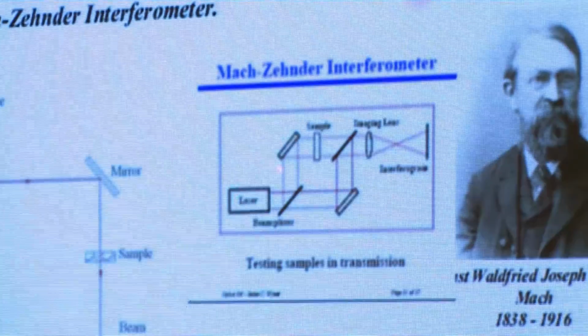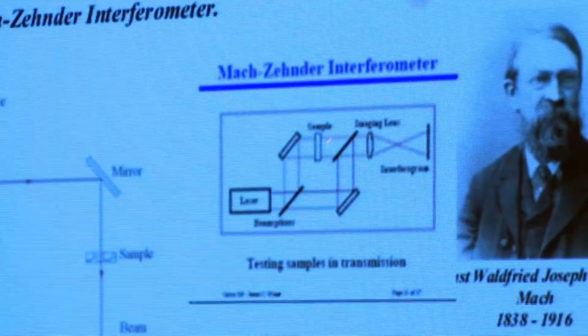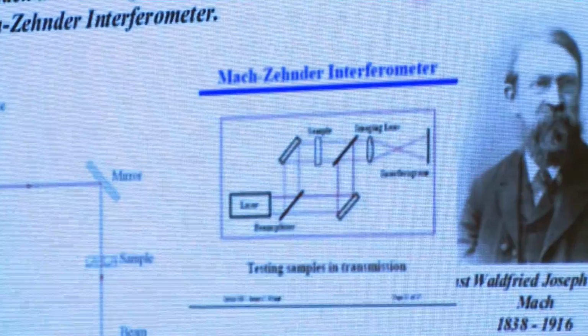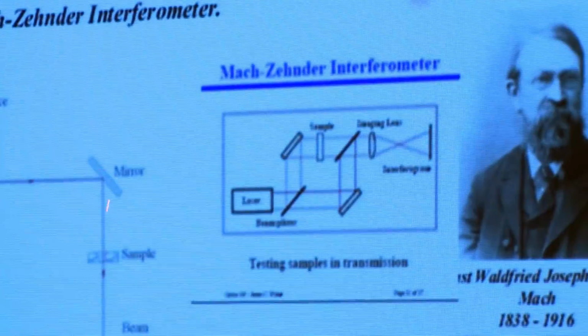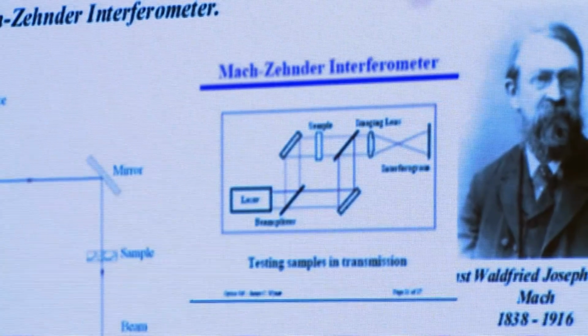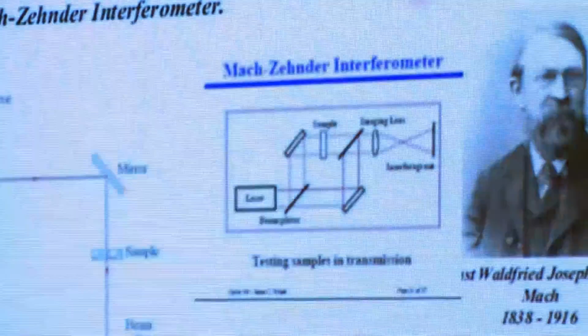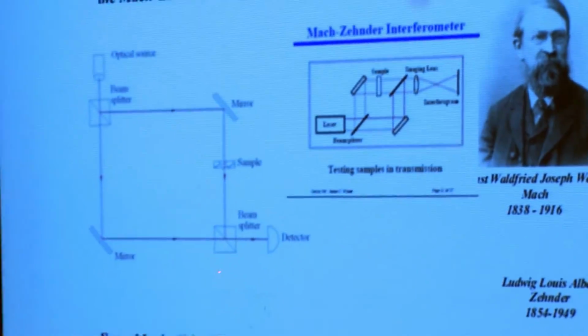And if you don't have any sample here, because the optical paths are the same in this direction and in this direction, when they come here, they are detected in this detector, and none is detected here.